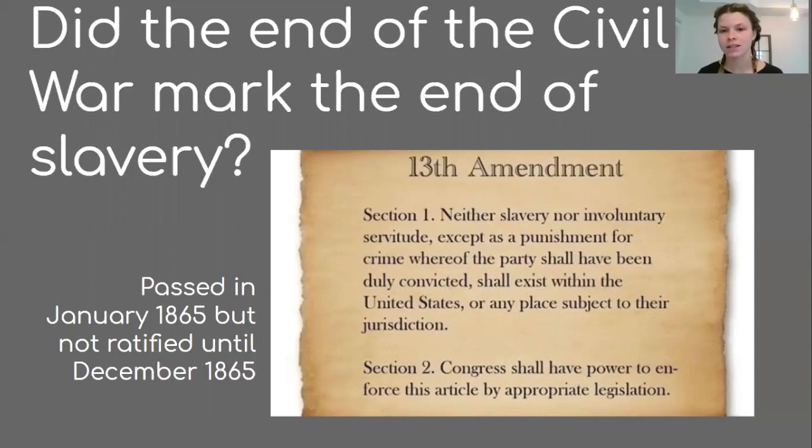The 13th Amendment says, "Neither slavery nor involuntary servitude, except as a punishment for crime whereof the parties shall have been duly convicted, shall exist within the United States or any place subject to their jurisdiction. Section 2: Congress shall have the power to enforce this article by appropriate legislation." So it's important to know that the 13th Amendment is the legal contract that ends slavery in the United States, but just because it's put into place doesn't mean that slavery actually ends. And there's a lot of complicated language in the 13th Amendment that even keeps that from becoming possible when enacted.